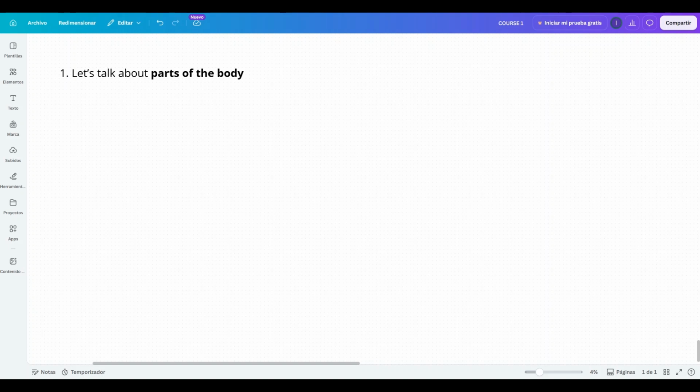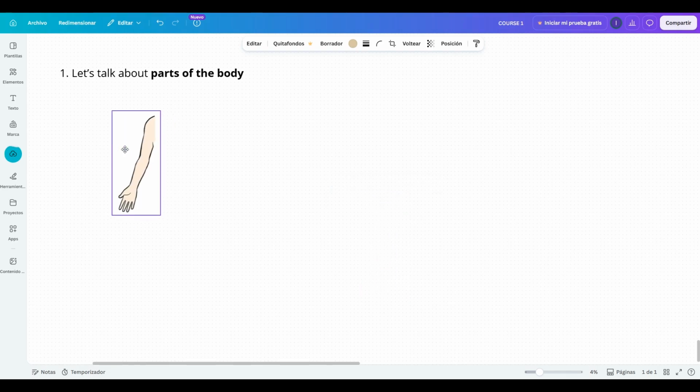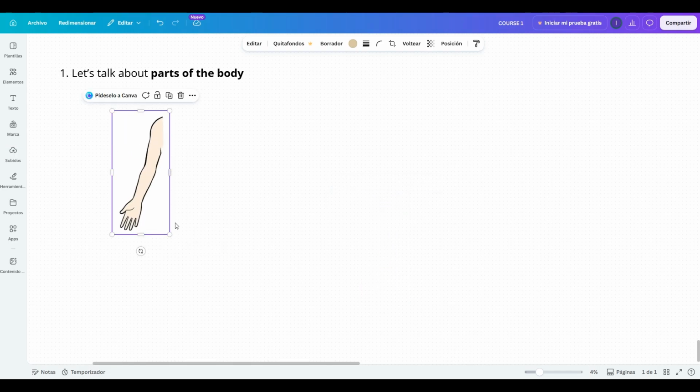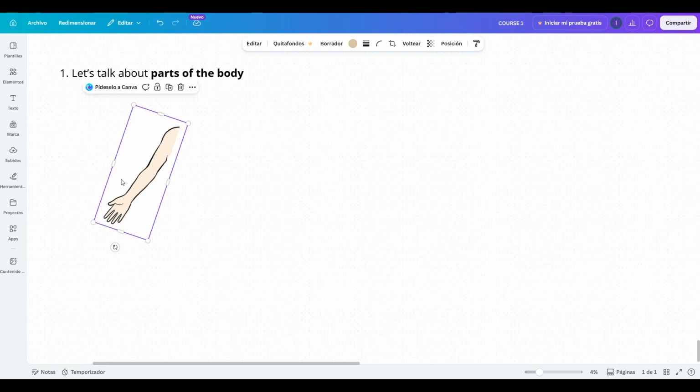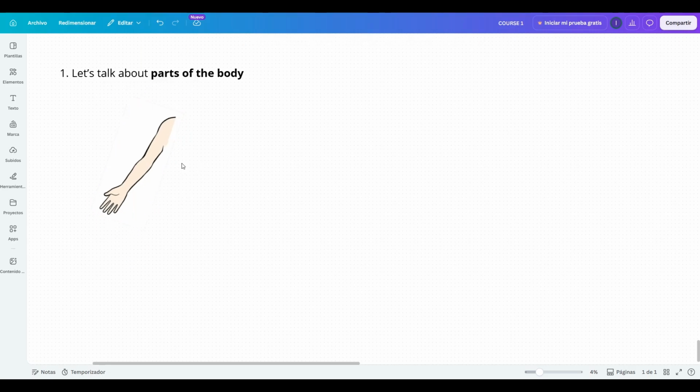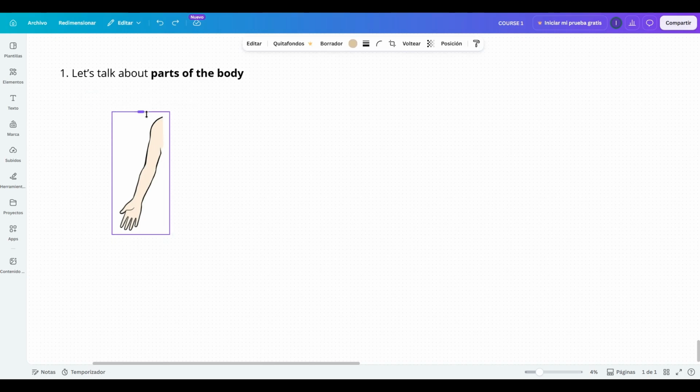Well, today let's talk about parts of the body. First of all, picture number one. Look at this picture. What parts of the body is this? What part of the body is this? Yes, I know you know the name of these parts of the body. Yes, an arm. Let's write that, please. Take notes.